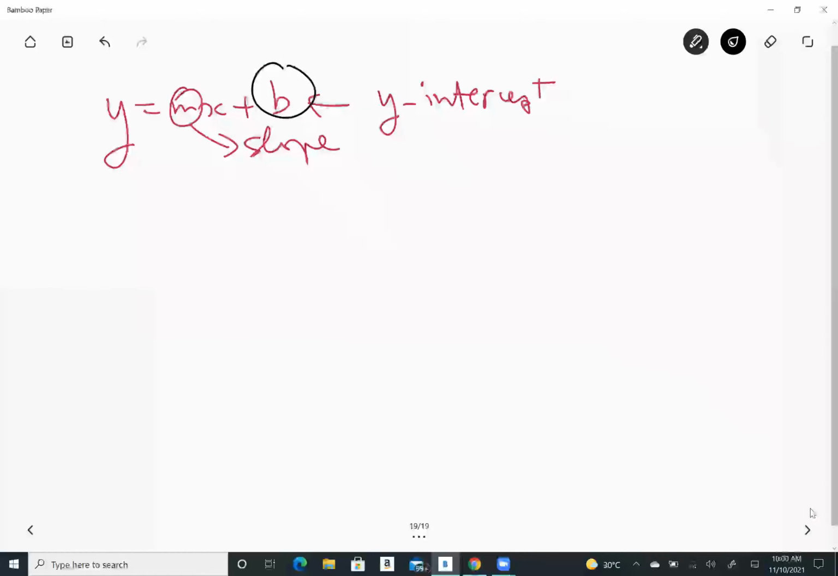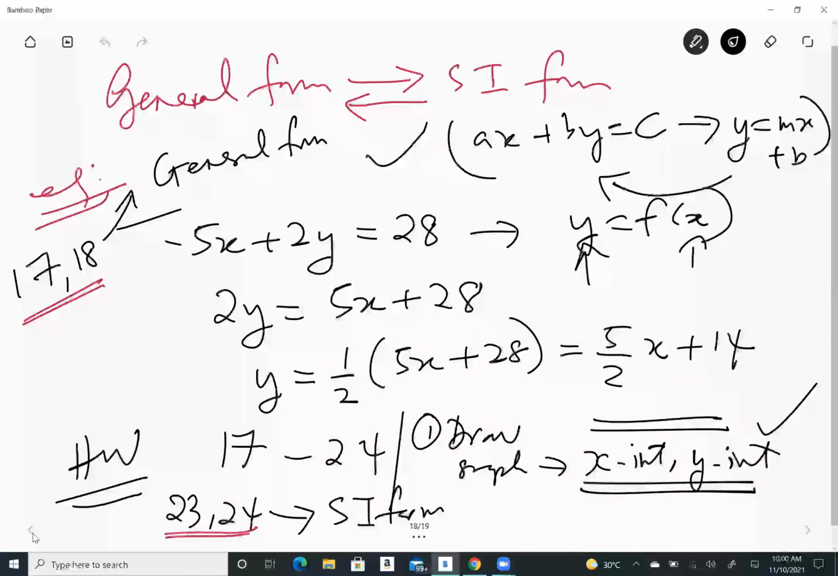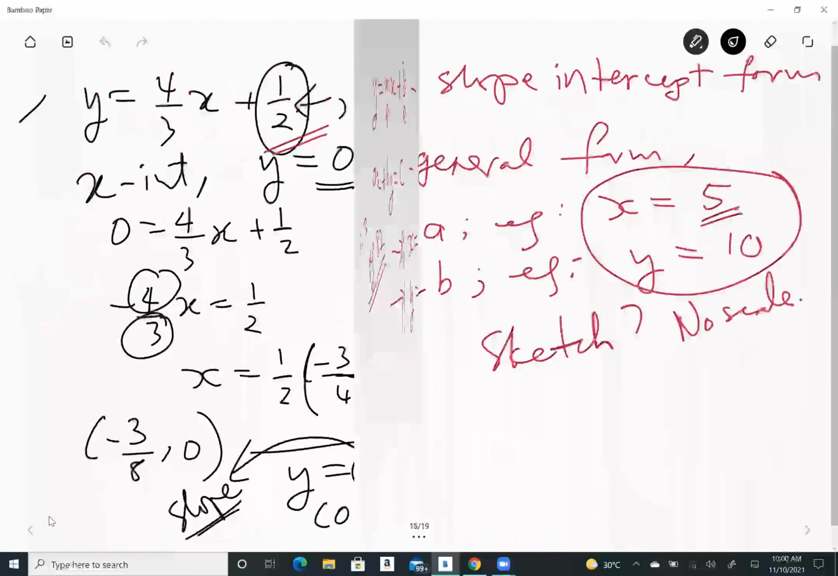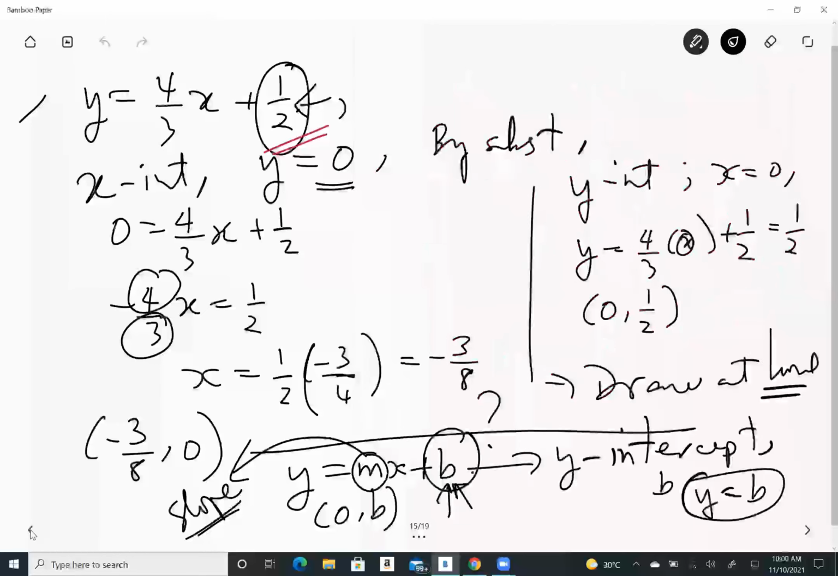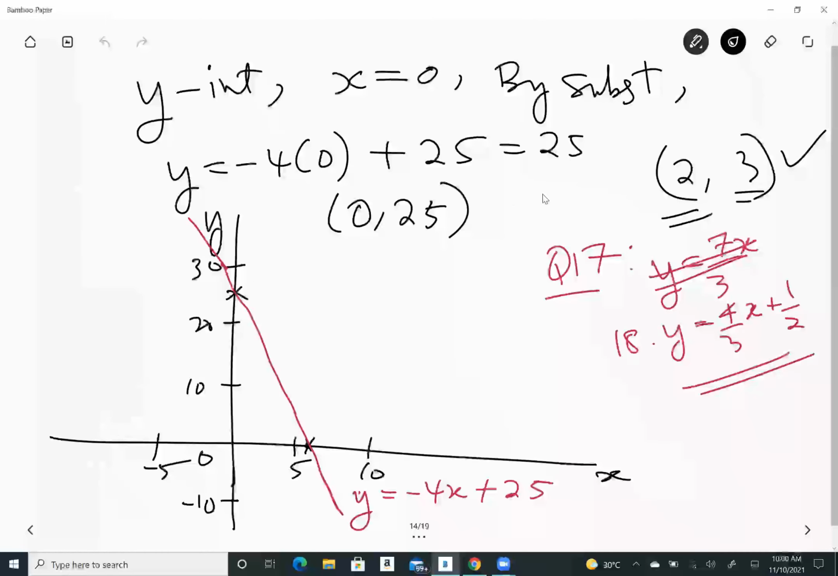Now, the y-intercept is where the line cuts the y-axis. So if you look at the graph we drew last time, for example, the function that you have here, the y-intercept is 25. So 25 is where it cuts the y-axis. So that is the y-intercept.